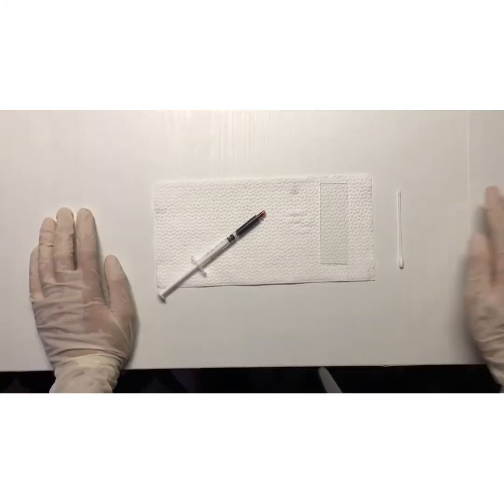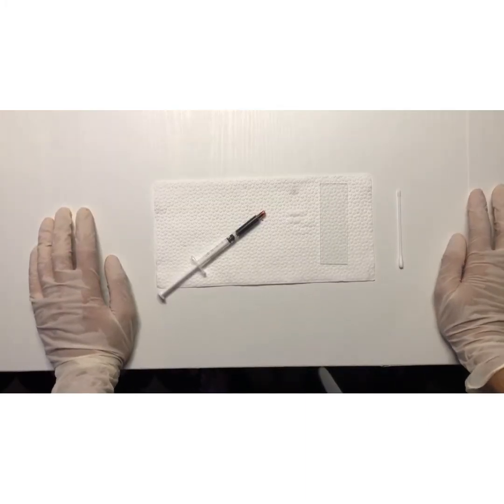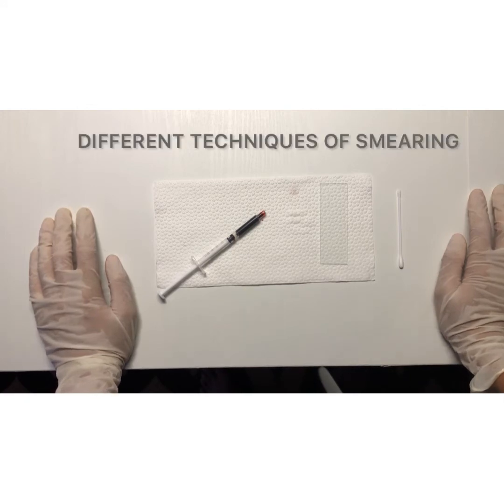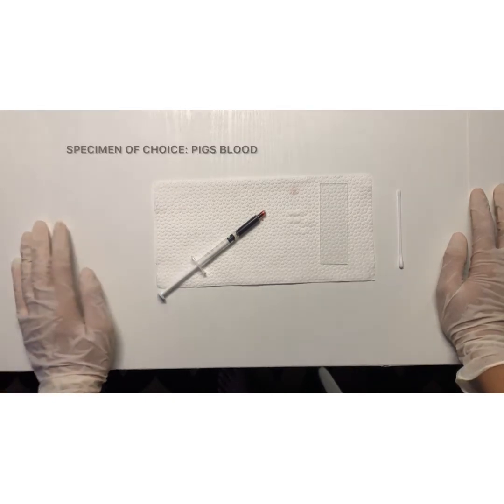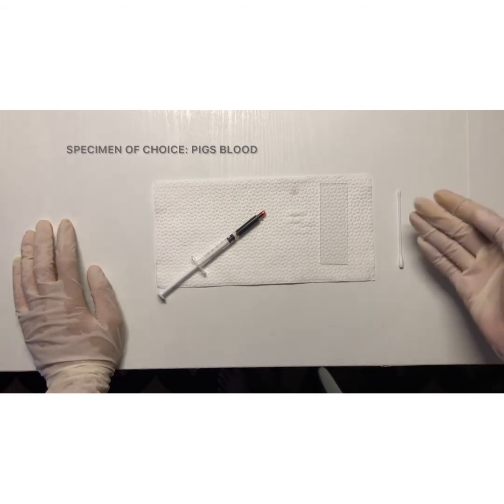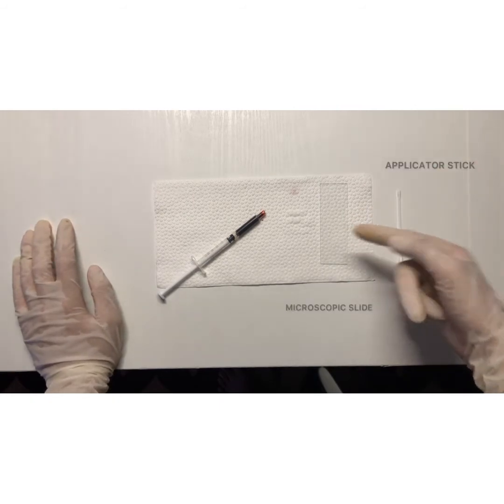I will now proceed with the different techniques of smearing. Smearing is the method of choice for examining sediments and is used for cytological examination, such as in diagnosing cancer. So first, I will be showing you the materials that I will be using today. This is my specimen of choice, which is pig's blood, my applicator stick, and my microscopic slide.